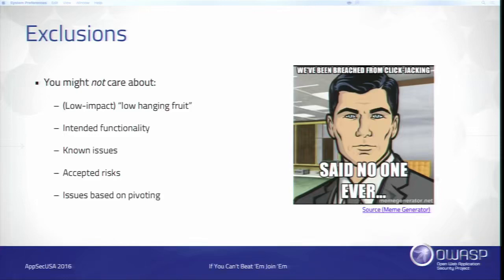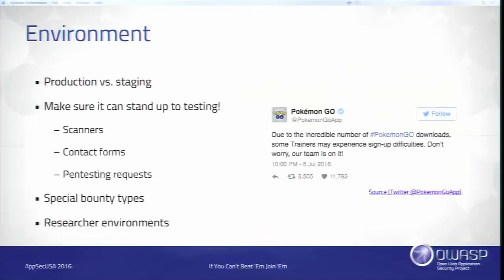So if you do or don't intend to reward second layer issues, make sure that you tell researchers, hey, stop as soon as you get the database version number, or maybe go as far as you can and show us everything. So those are some of the things to consider when building your list of exclusions.